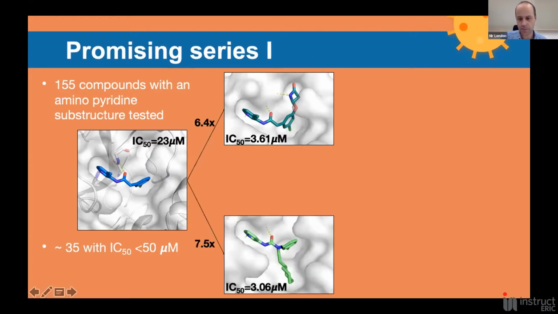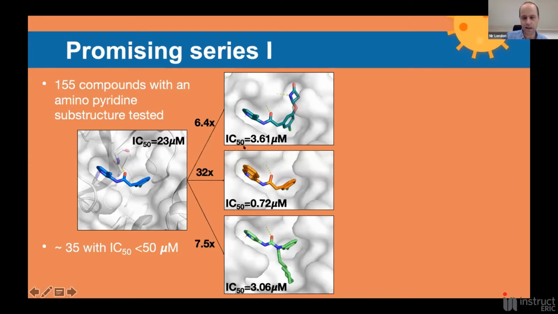This is another example. So instead of extending towards P4, extending here towards sub P1, and you can see this lipophilic extension also gives us about 7-fold improvement in affinity. And the best compound so far, switching the pyridine into a quinazoline, gave us a 30-fold improvement in binding, giving us a 720 nanomolar inhibitor, which is still very small and efficient.